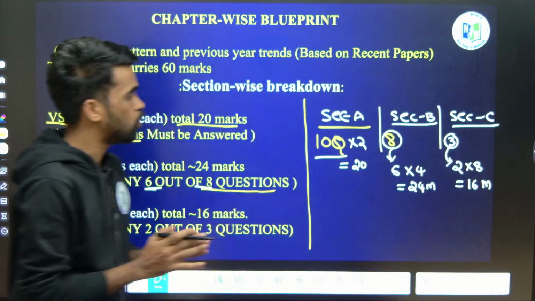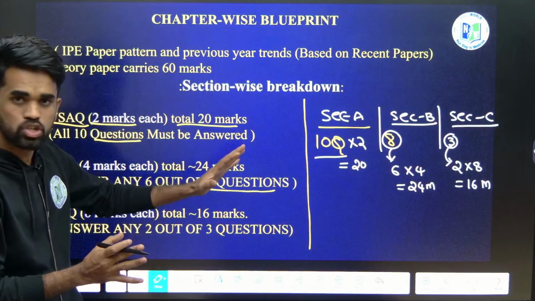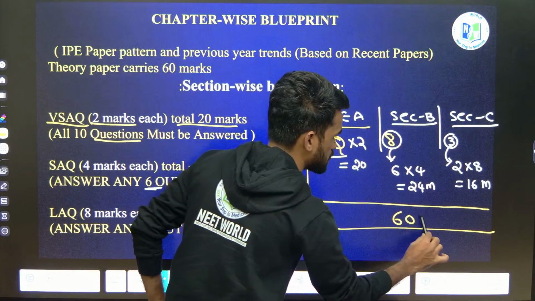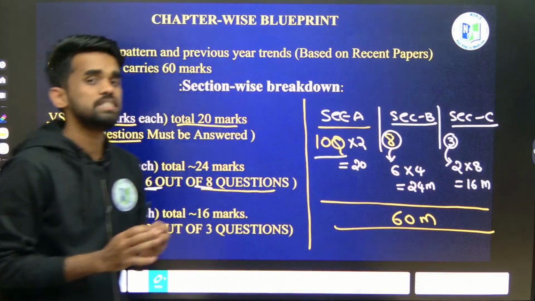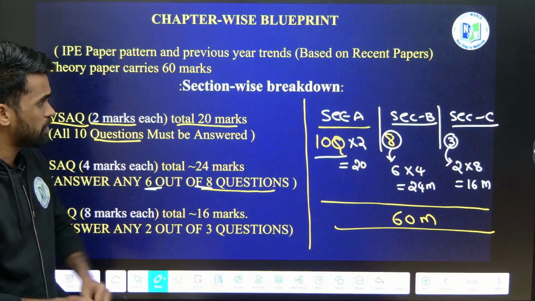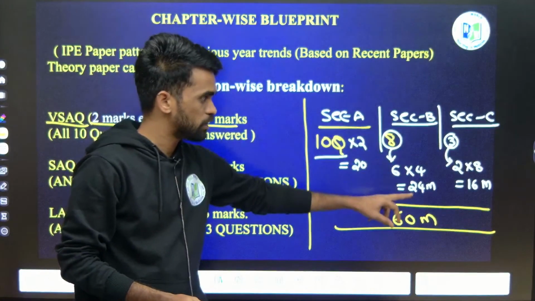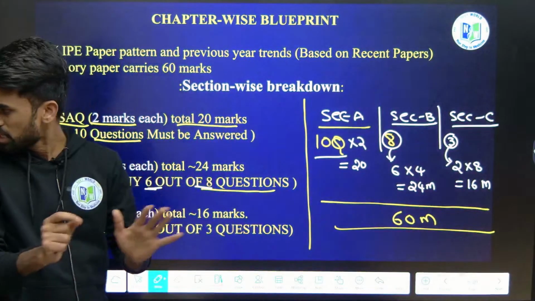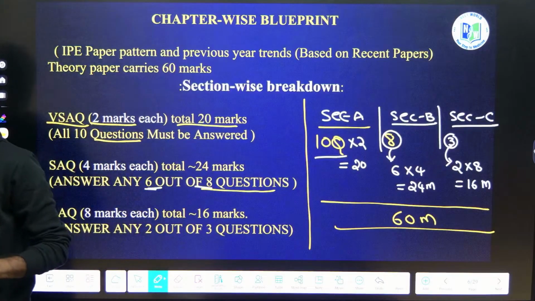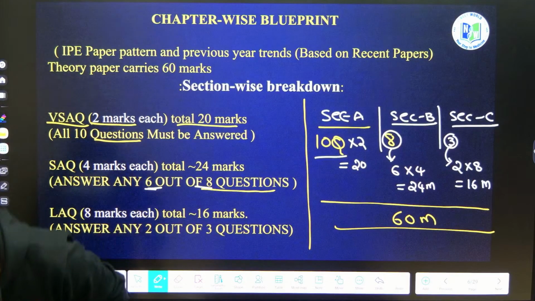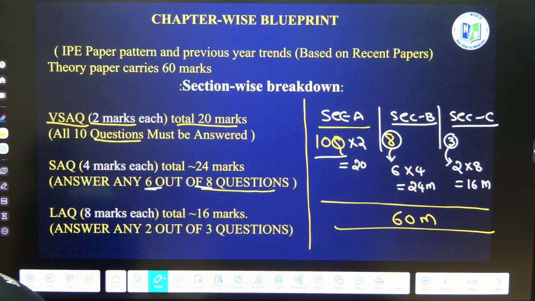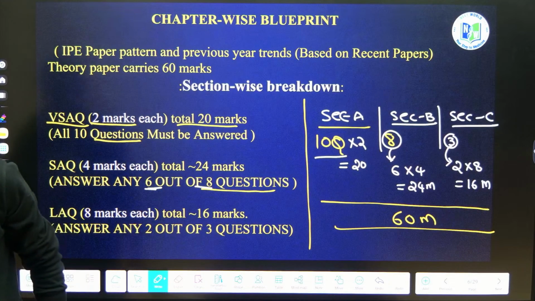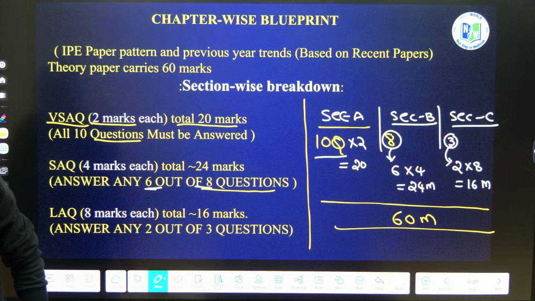Now, what is the total number of marks in this question paper? Just add everything and you will get a total of 60 marks. So this is a 60 marks paper, having section A 20, section B 24, section C 16 marks. That's it. This is the simplest way to understand your question paper pattern. Hope this is clear.